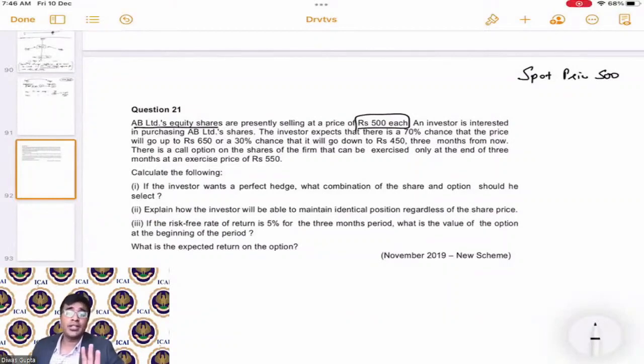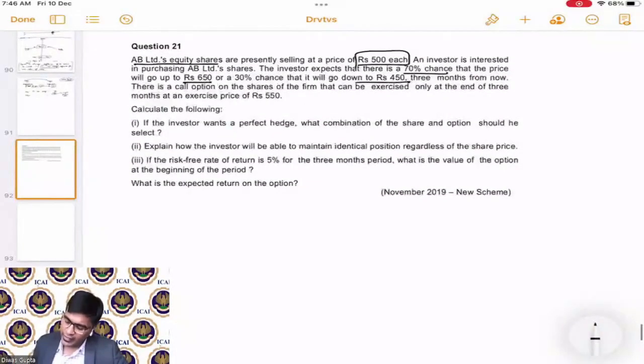An investor is interested in purchasing AB Limited share. Now, students, please note this is a very important line because this will devise our strategy. What is the strategy? That the investor is interested in taking a long position in purchasing the AB Limited's equity share. That means in the mind of the investor, it is already there that the prices will go up. Hence, he is interested in purchasing the shares. The investor expects that there is a 70% chance that the price will go up to 650 rupees or a 30% chance that it will go down to 450.